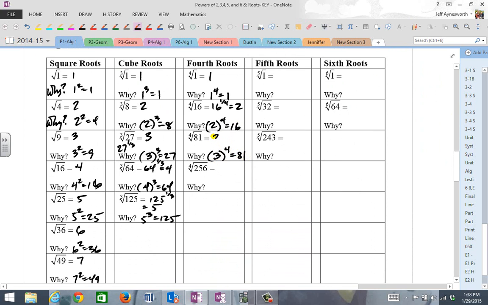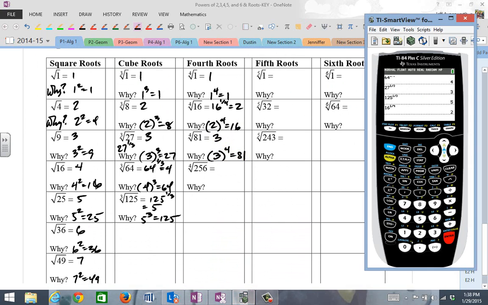Why? Because if you take 81, raise it to the 1/4 power. Let me clear this here. Okay, I got to raise it to the 1/4 power. There we go. I get 3. Why? Because 3 raised to the fourth equals 81. That's the reason why. And that's why I want your calculator right next to you, so you can use it to your advantage.